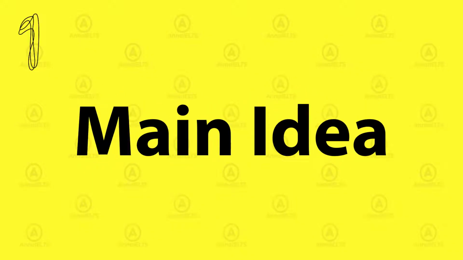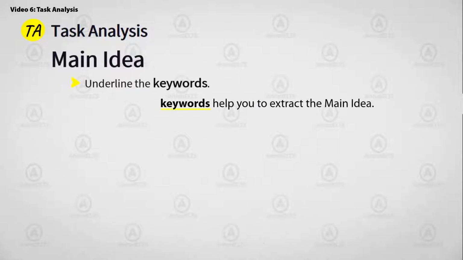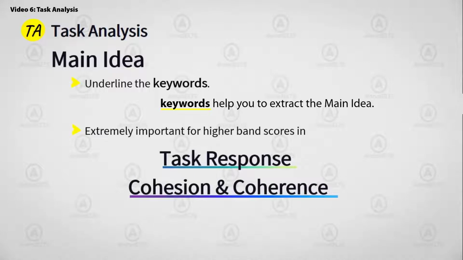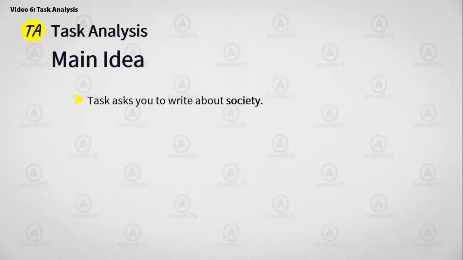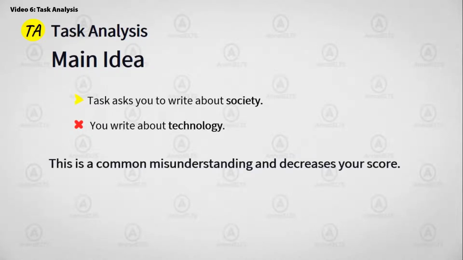Main idea. To find the main idea in an IELTS writing task 2, you have to underline the keywords. Keywords help you to extract the main idea. Remember that knowing the main idea is extremely important for higher band score in task response and cohesion and coherence. Imagine the task asks you to write about society, but you write about technology. This is a common misunderstanding and decreases your score.